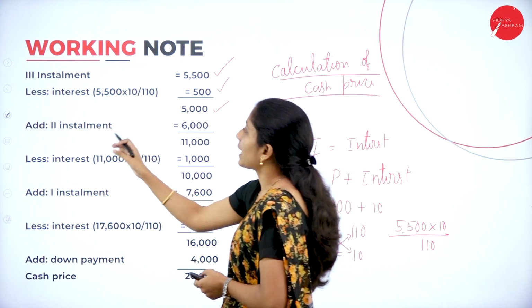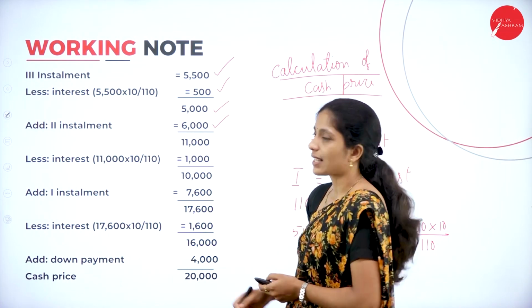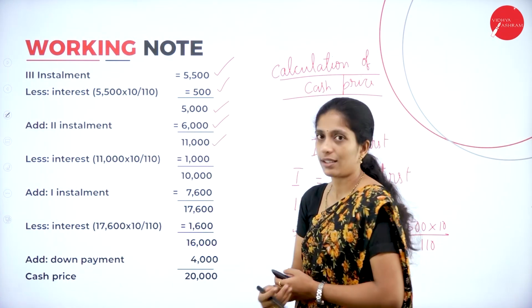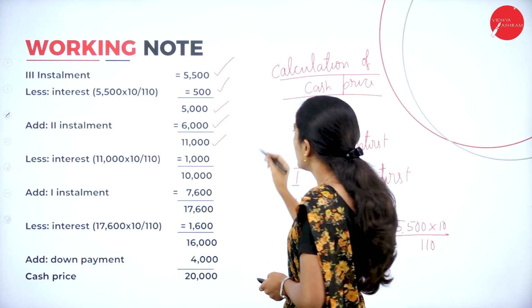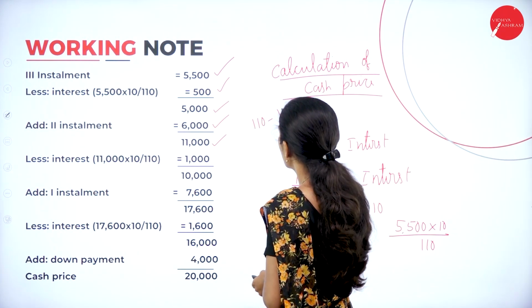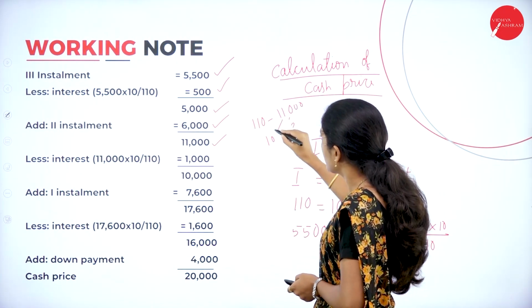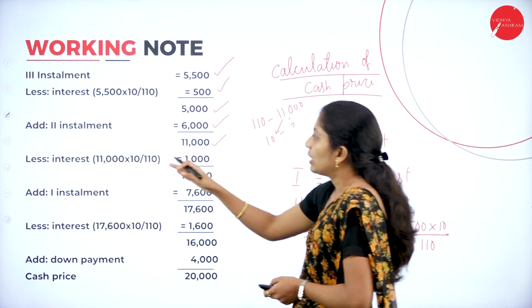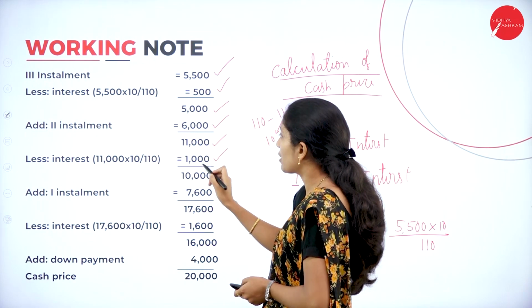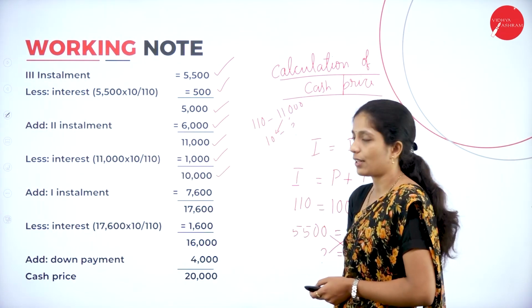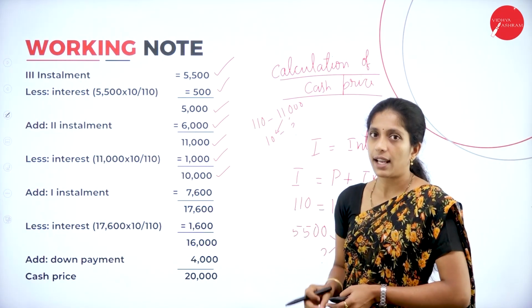Now, add the second installment, which is 6,000. So, we'll get 11,000. Now, less interest. In the same way, for 110 it is 11,000, then for 10 how much? 11,000 into 10 divided by 110 will get 1,000. Less these two, 11,000 minus 1,000, we'll get 10,000.